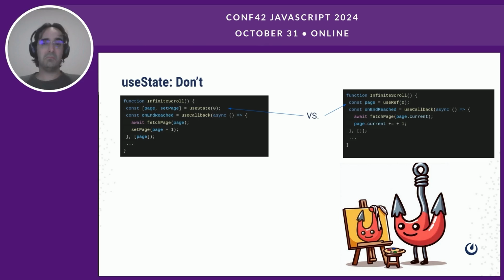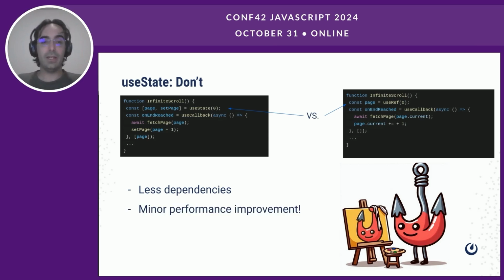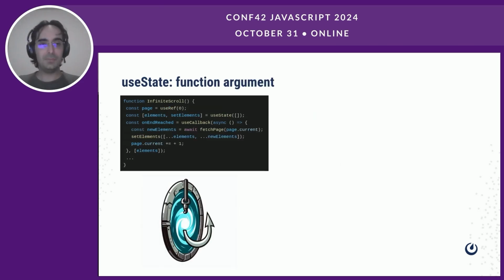Why not do this? We store the page in a reference. That way, we have fewer dependencies. And we have some minor performance improvements because we are not calling set state so often. So we may be skipping some re-renders. So it's not bad.